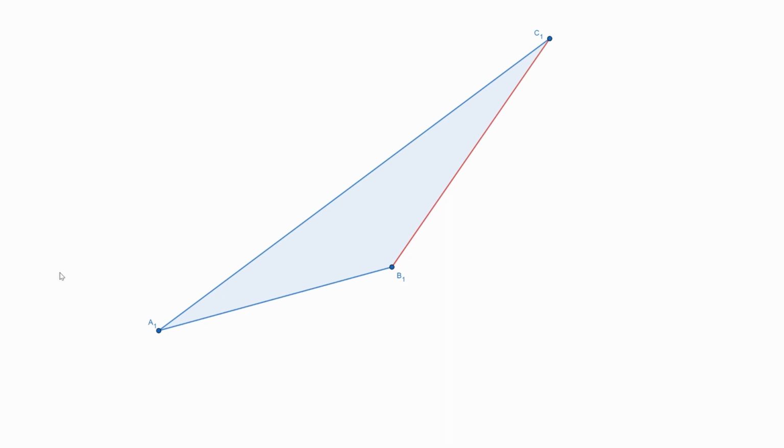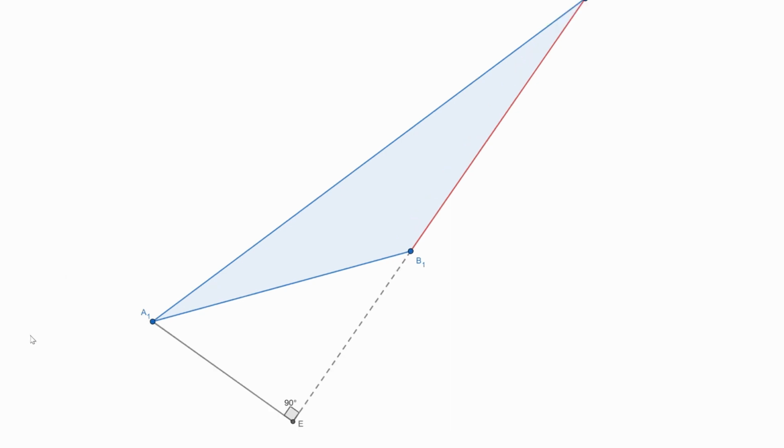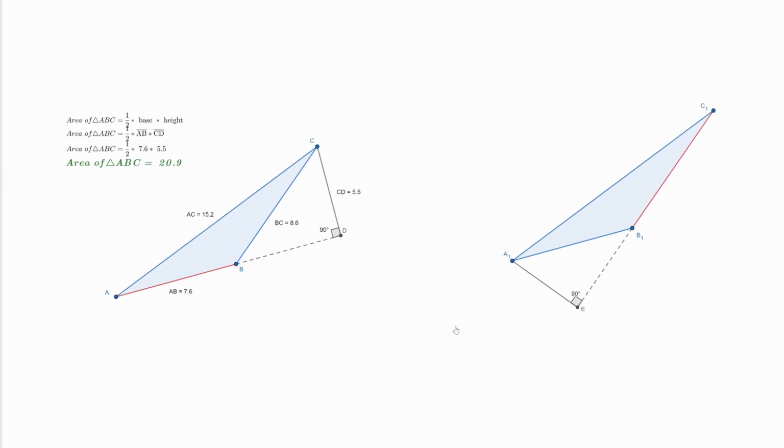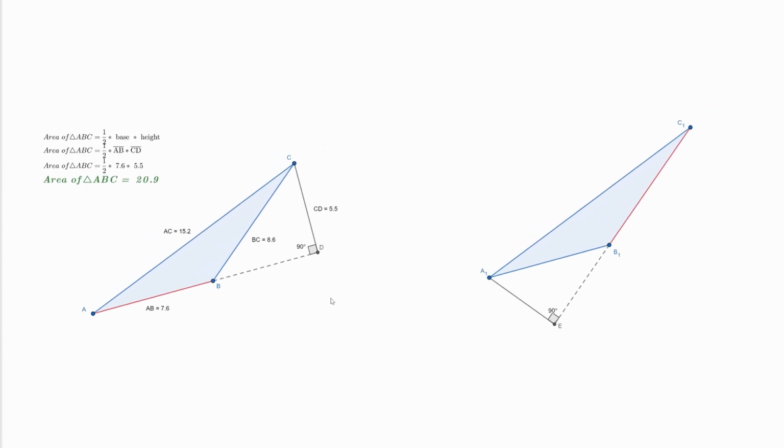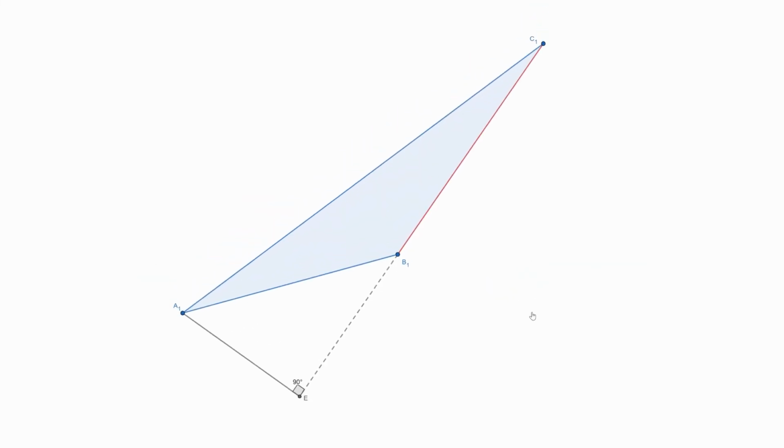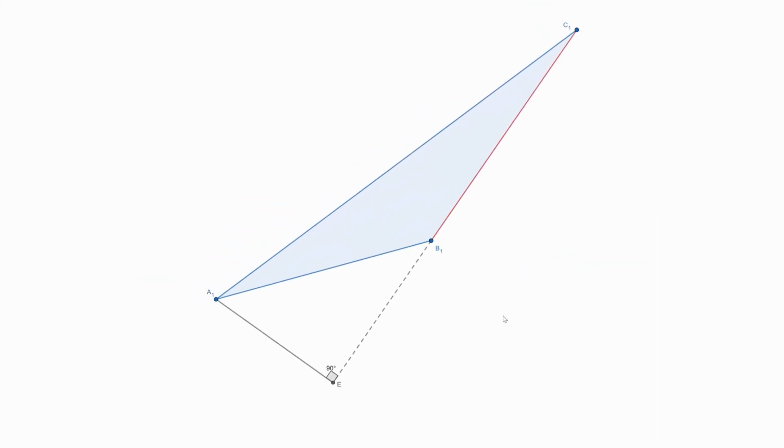Now I have chosen a different base, so accordingly I need to get the height. So in my next step, I'm going to determine the height of this triangle. Okay, so here is my height of this triangle, A1E, and we can compare it with the height of the previous triangle. Obviously both are of different length, and even the orientation is different. That's because in both the triangles the bases are different.